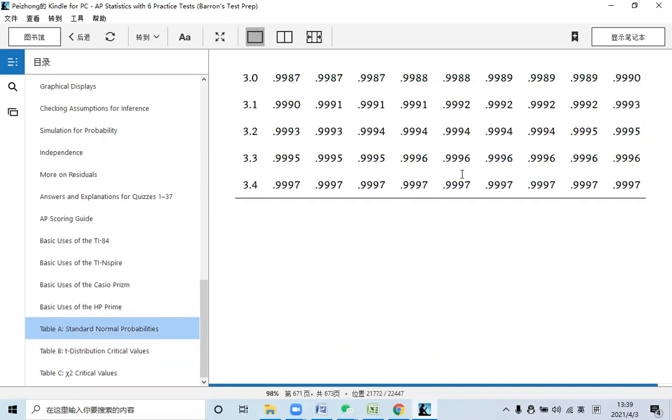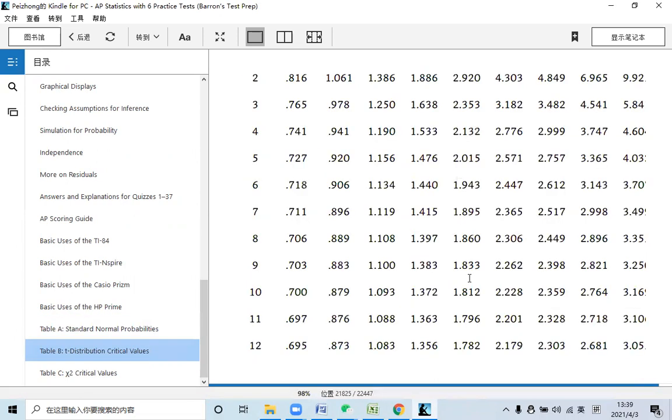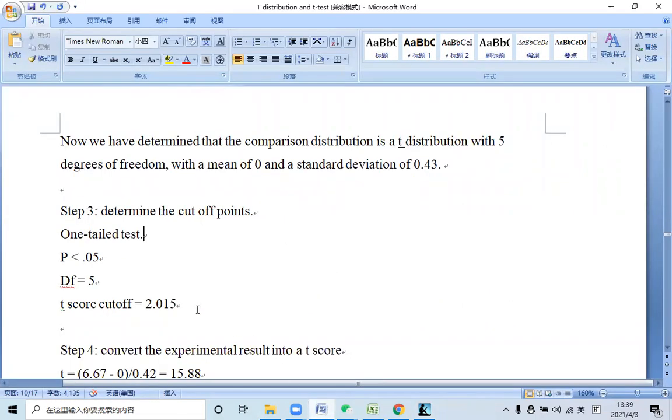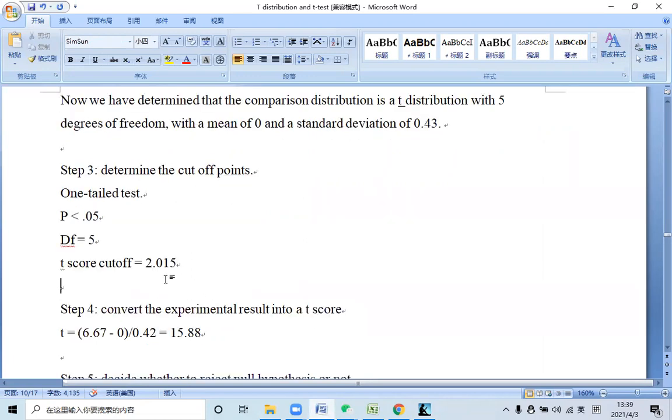Now we need to find the cutoff. Let's see, 0.05, one-tailed, degrees of freedom 5. Yeah, here's the t cutoff. You want your t-value to be more extreme, to be larger than 2.015. Now we are ready to get the t-score, the t-value.